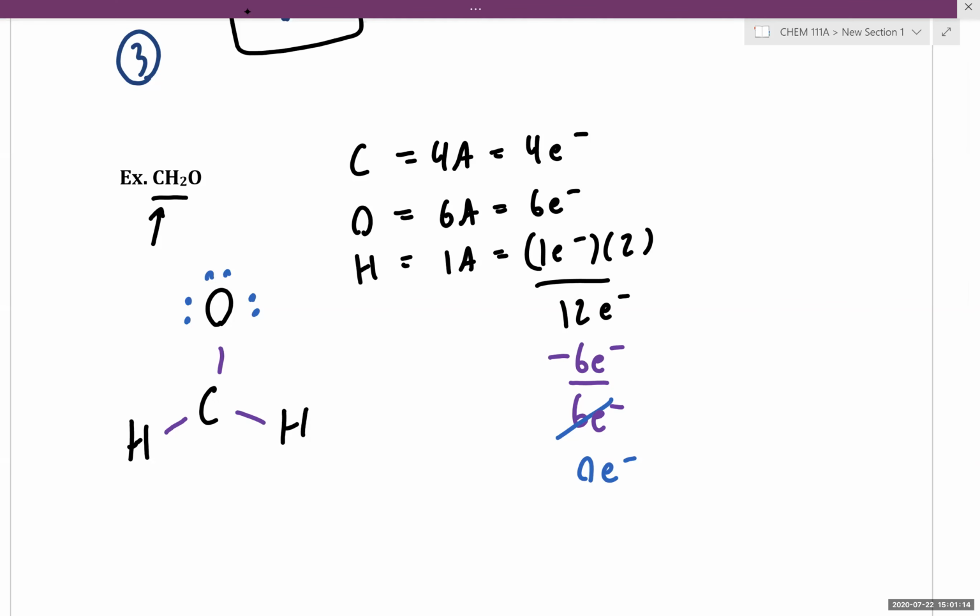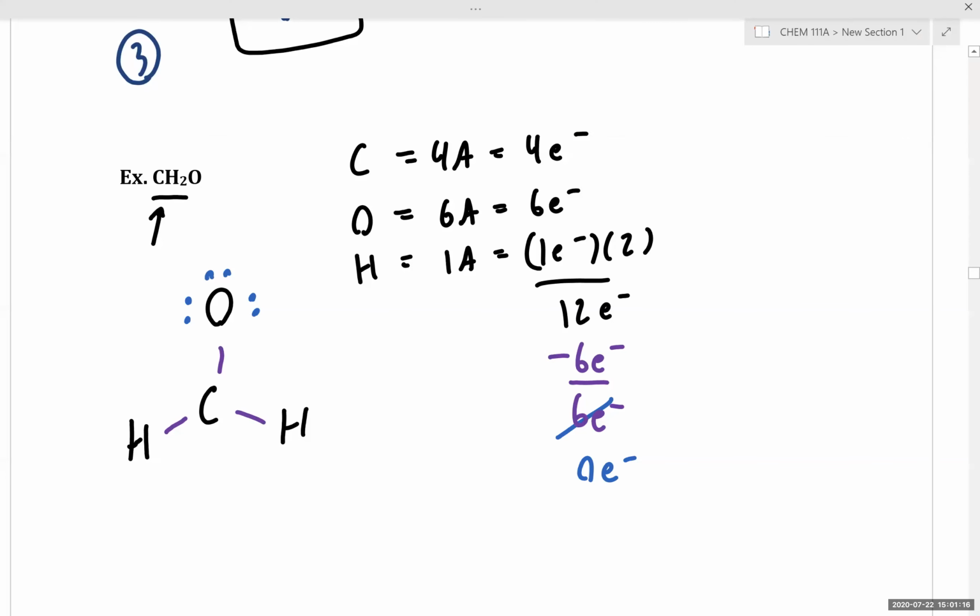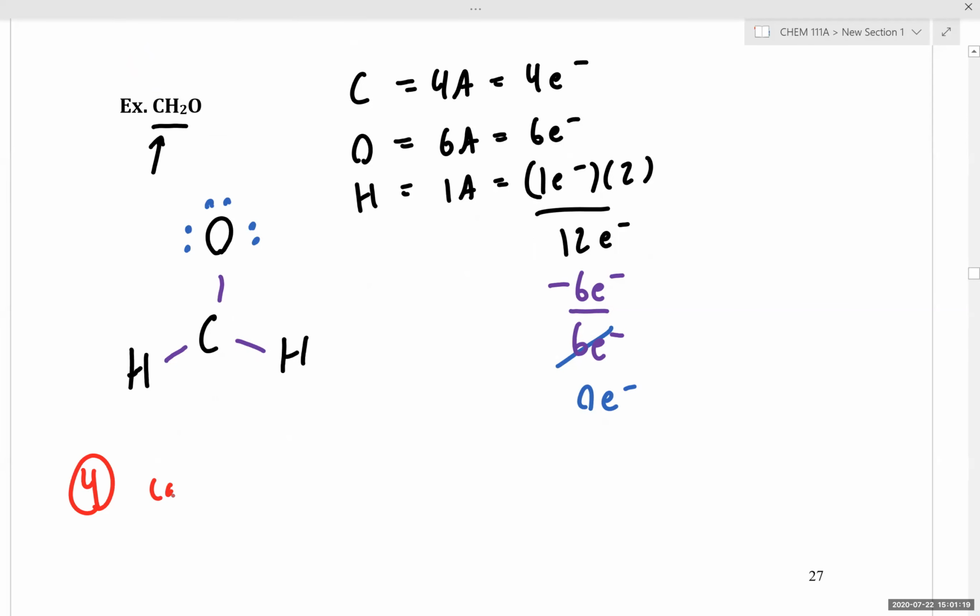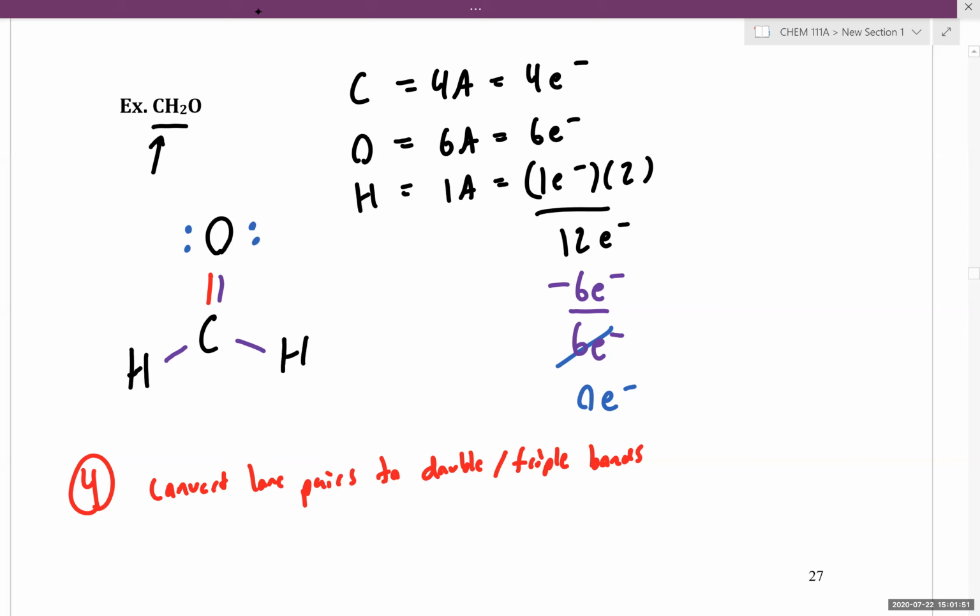So then, and only then, we break out our second tool. Step 4, we can convert lone pairs to double or triple bonds. Okay, so then, how many additional electrons does carbon need for a complete octet? 2. So we're going to take one of our lone pairs and we're going to form a double bond.